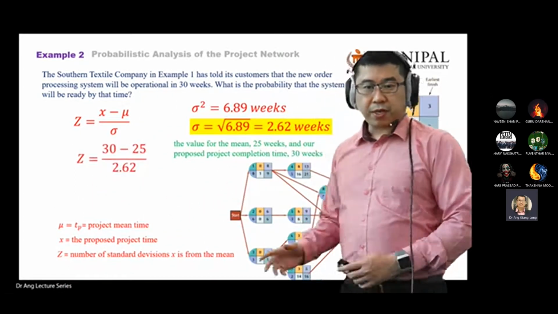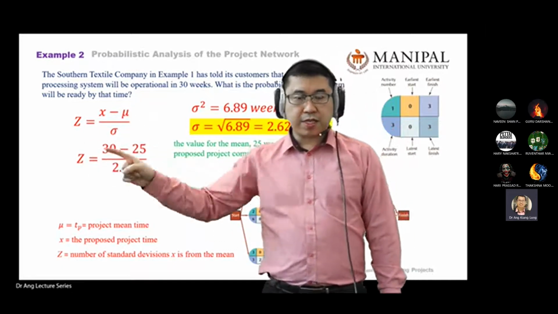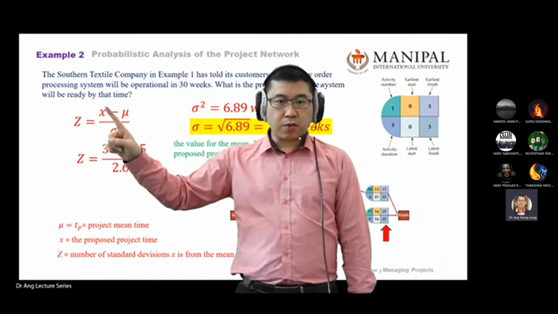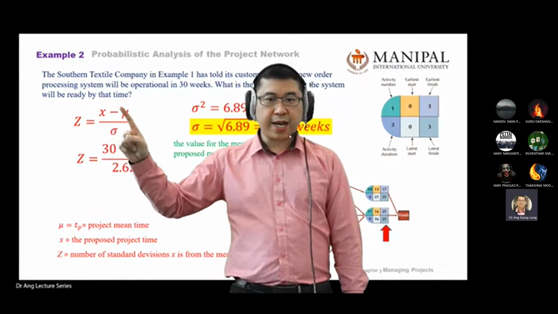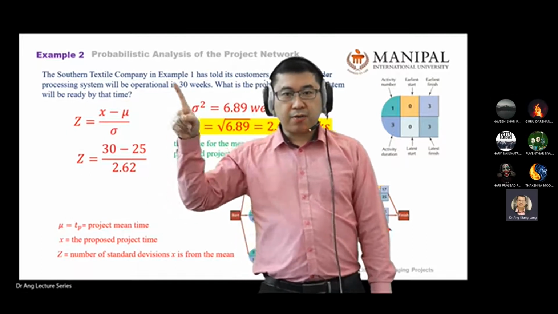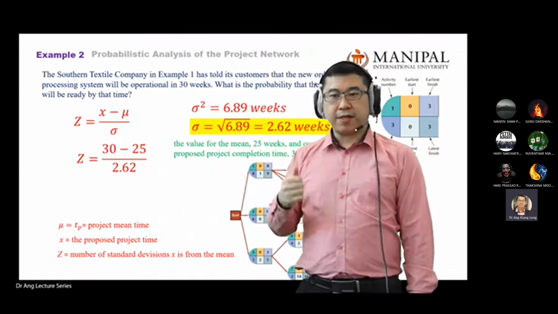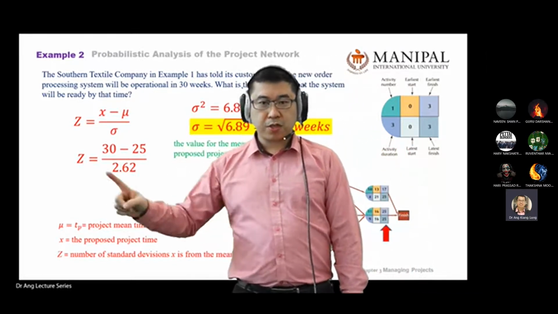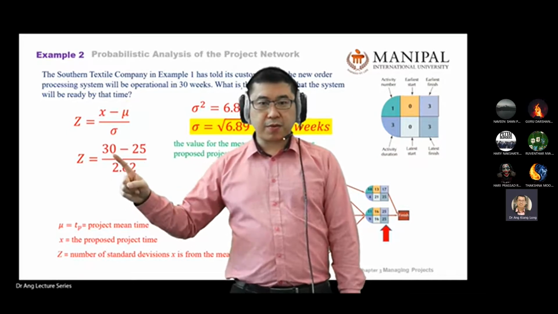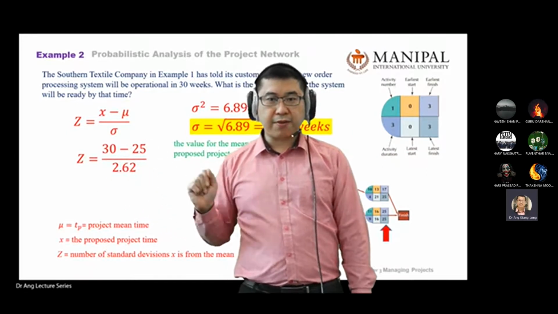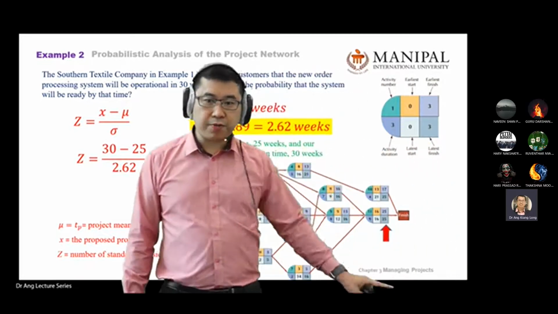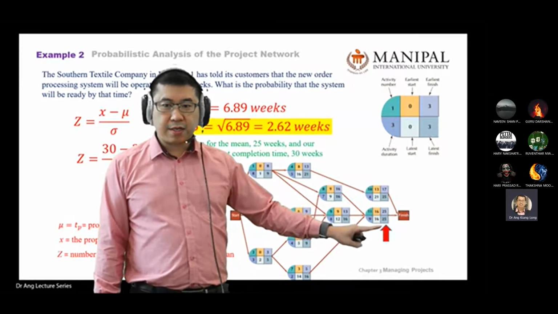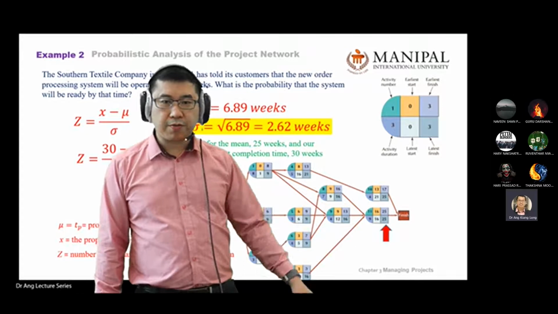Okay, so we have cleared the 25. Now, how do you use this equation? Recall what you learned in your statistics chapter: Z equals, X is your target. So now the boss tells the customer that we are able to complete within 30 weeks. So you put the target time 30 weeks minus the mean 25. Again, how do you find 25? You read from the diagram or from the table. You check the latest finish time, 25.